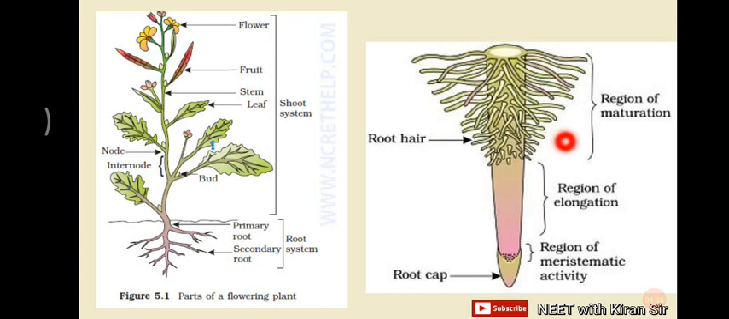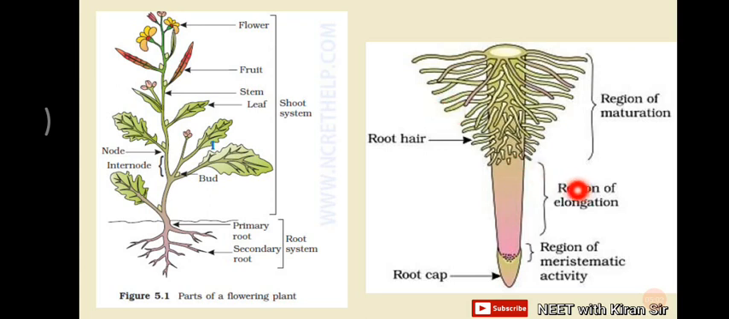The typical character of the zone of maturation is that it possesses root hair. You can ask, what is the meaning of root hair? They are the unicellular outgrowth of the epidermis of the root, which helps in absorption of water and minerals. Okay, absorption of water and minerals, they are called root hair. So it is a characteristic feature of the region of maturation.